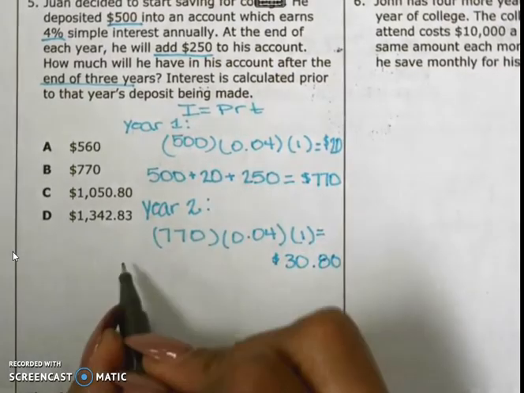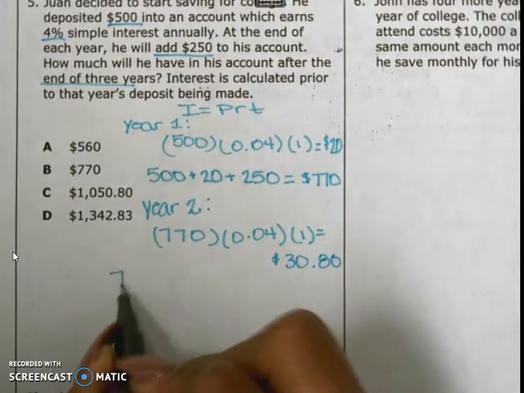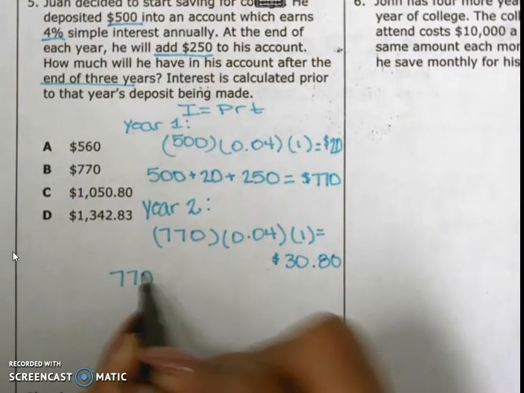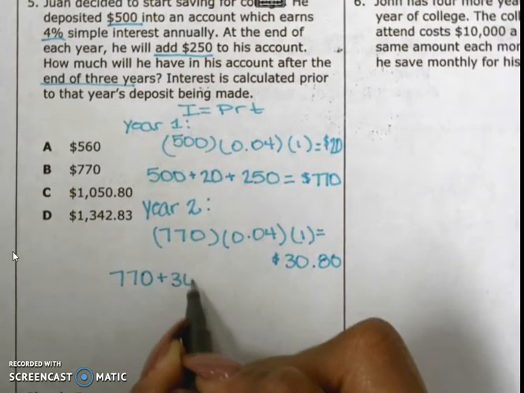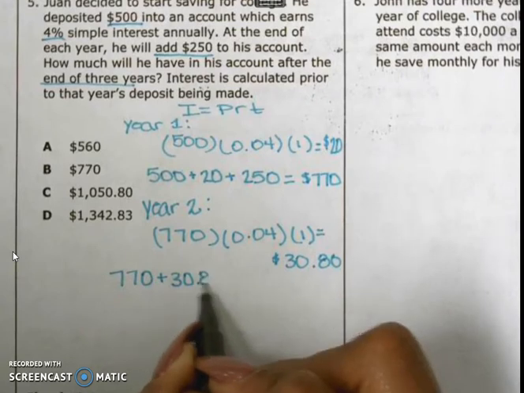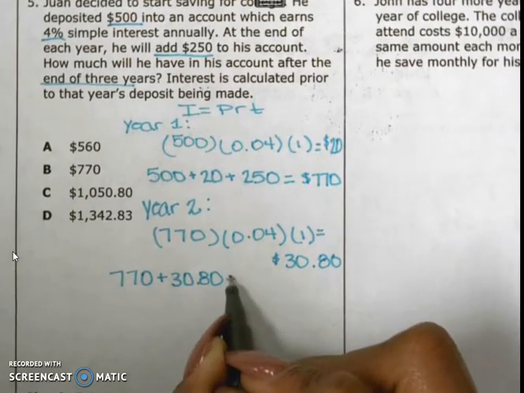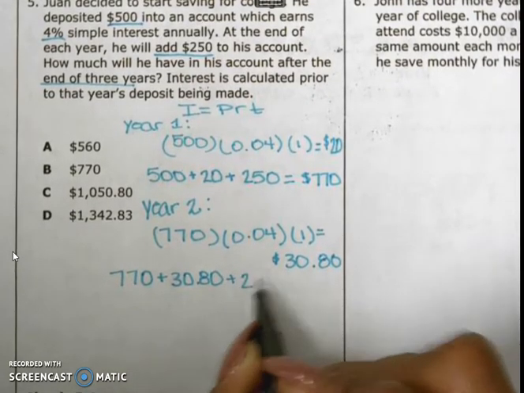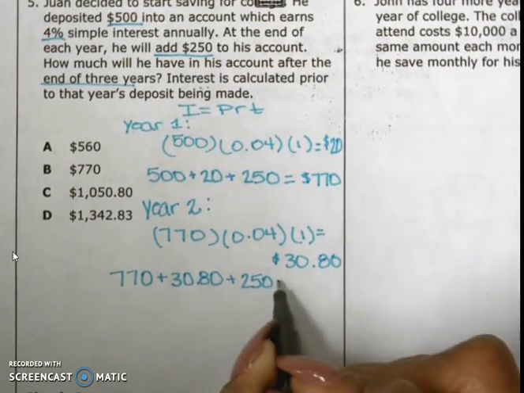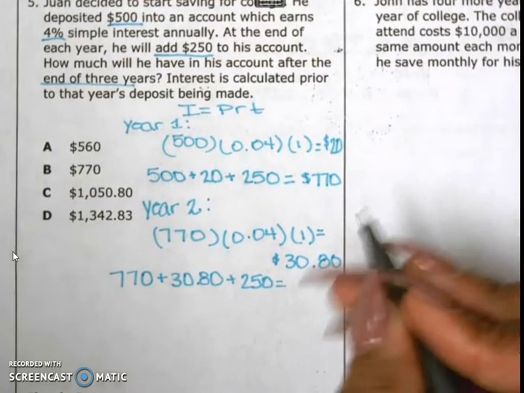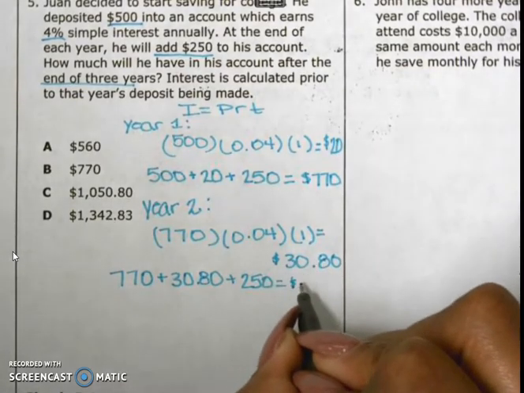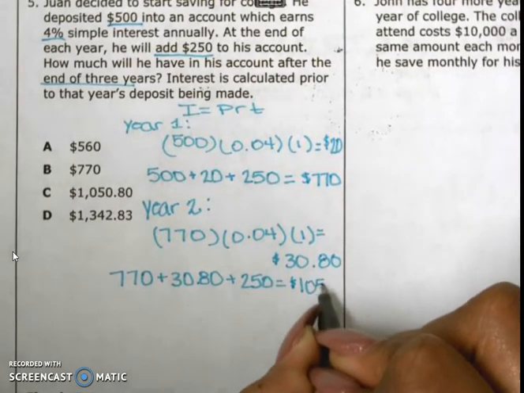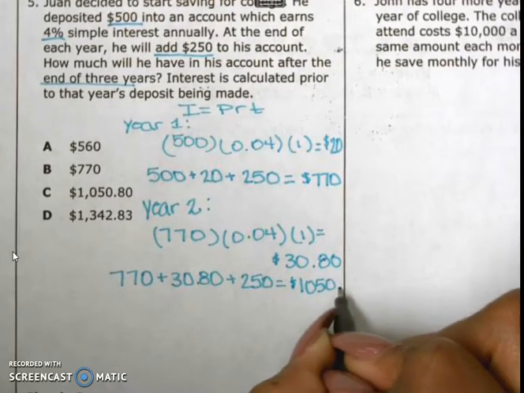So at the end of year 2, I have my $770 that I ended year 1 with, plus my interest of $30.80, plus the $250 that I would add. So at the end of year 2, I should have $1,050.80.